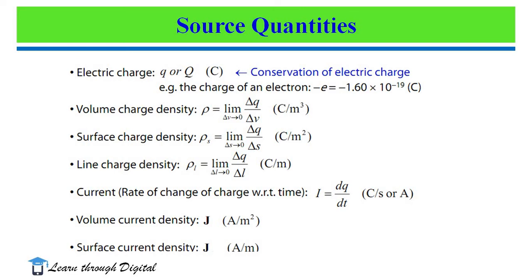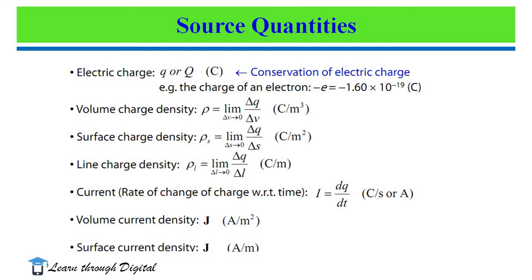In some physical situations, an amount of charge delta q may be identified with an element of surface delta s or an element of line delta L. In such cases, it will be more appropriate to define a surface charge density rho_s or line charge density rho_L. rho_s is equal to the limit as delta s tends to 0 of delta q by delta s, charge per unit surface. The unit for rho_s is coulomb per meter square. Similarly, rho_L is equal to the limit as delta L tends to 0 of delta q by delta L, and the unit is coulomb per meter.